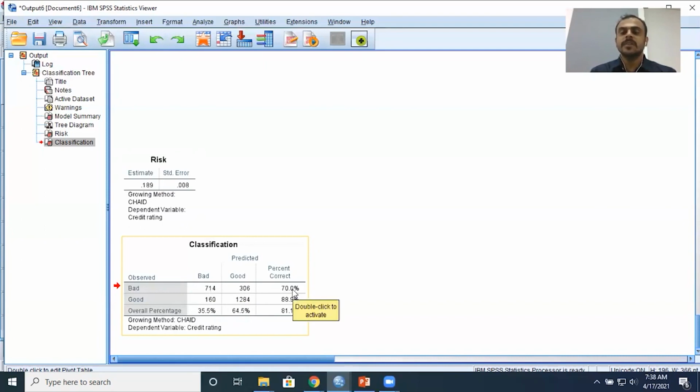So my model accuracy in identifying the bad credit risk is 70%. Now, what about the good credit risk? When it comes to the good credit risk, 160 have been misclassified because they are good, but the model is saying that they've been misclassified as bad credit risk. So 1,284 individuals have been good, and my model is also correctly predicting them as good. So in identifying good credit risk individuals, my model is accurate to the extent of 89%.